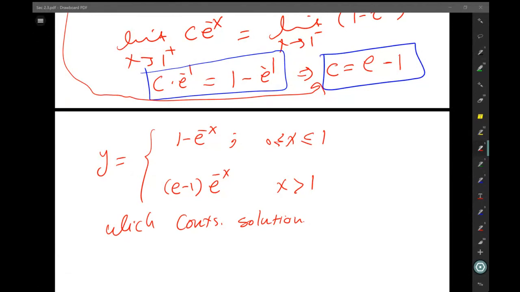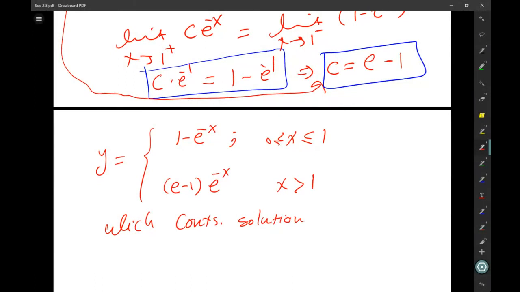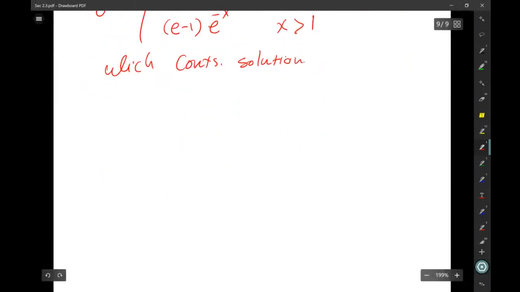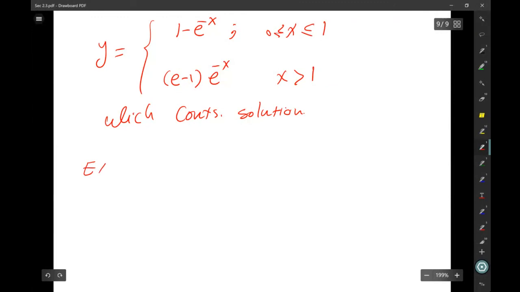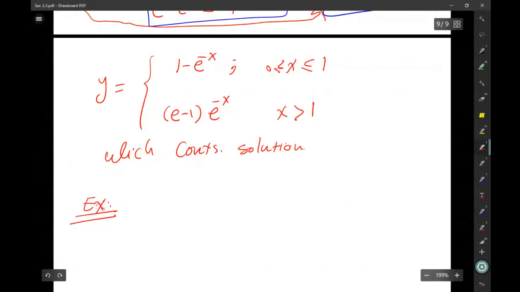To give you an example to try to solve. All right, I will give you an example. Can you solve this example?